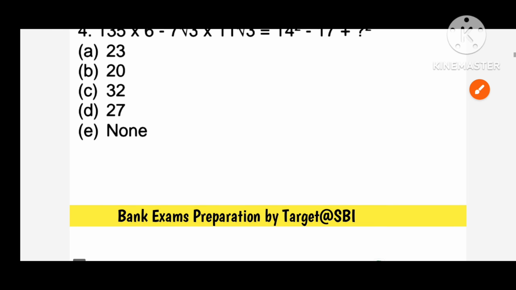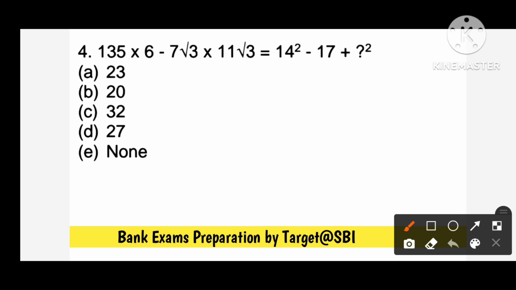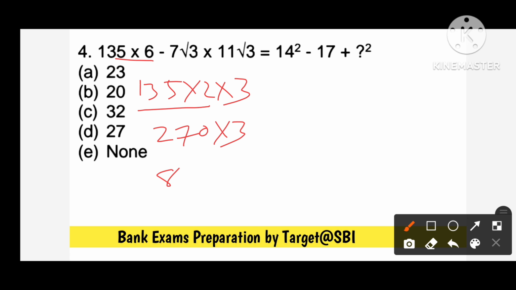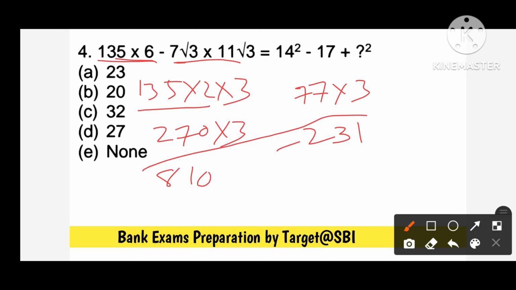Next question number 4. We can write this as a 135 into 2 into 3. This becomes 270. 270 into 3 which will be 810. So the value for this one will be 810. Next 77 into 3, 7 3 times, 21 into 11 times means sum of these two in between them, 231. So 810 minus 231.